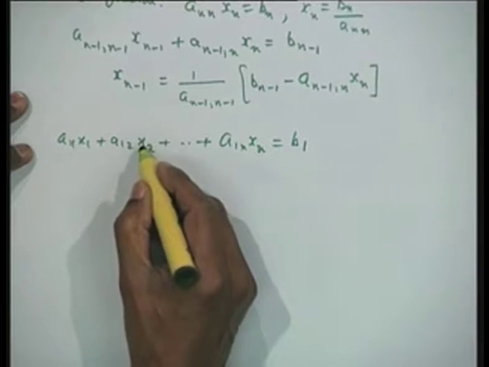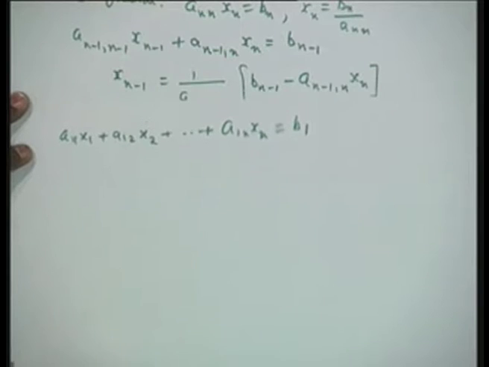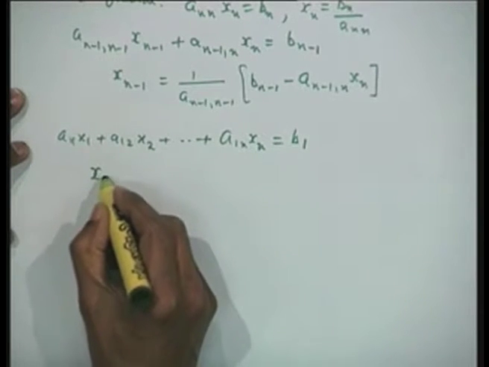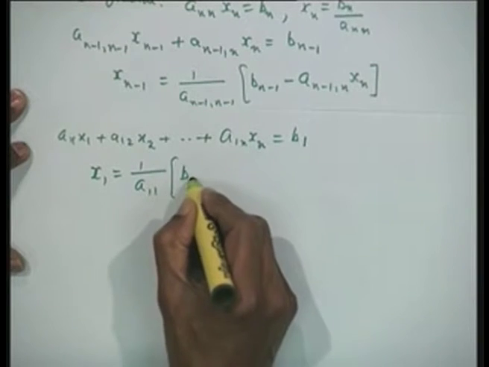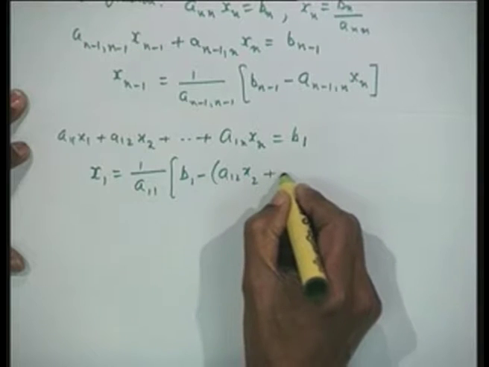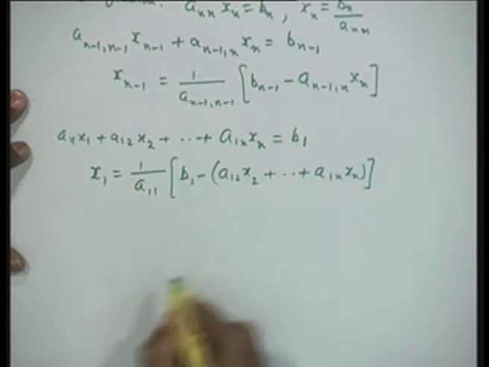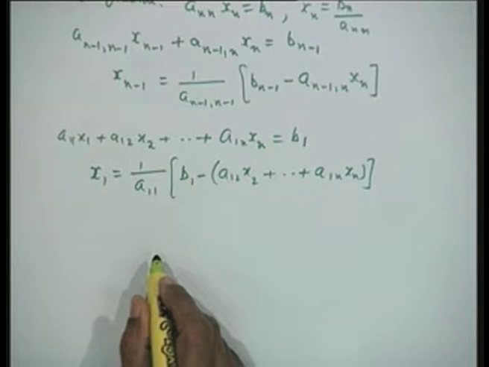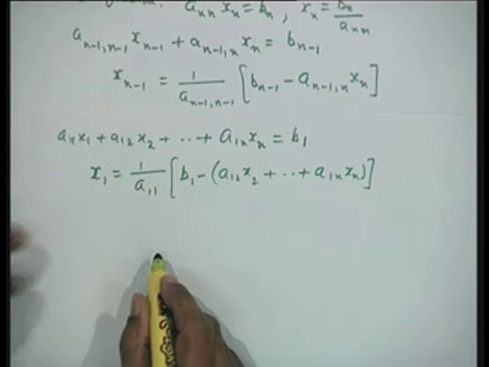Now, all these variables x2, x3, up to xn, they have all been determined by now. So, they all go to the right hand side, and therefore, I have the solution for x1 as 1 upon a11 times b1 minus a12 x2 minus so on up to a1n xn. Now, in this case also, the solution is very straightforward, almost trivial.